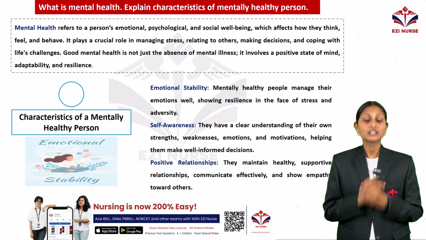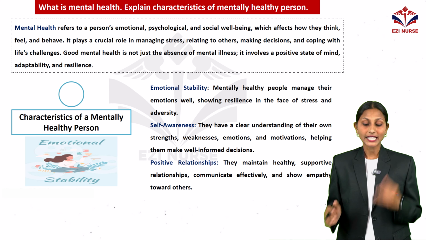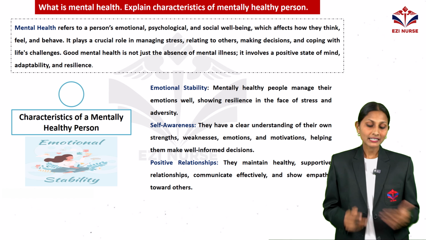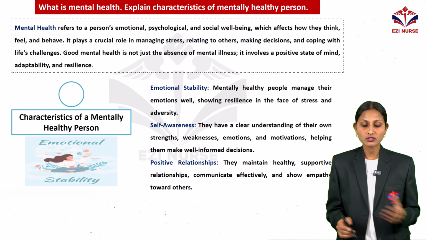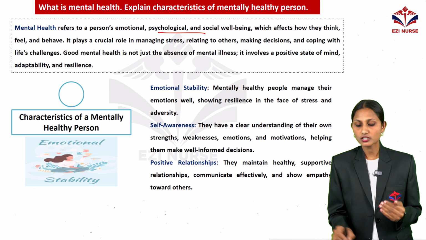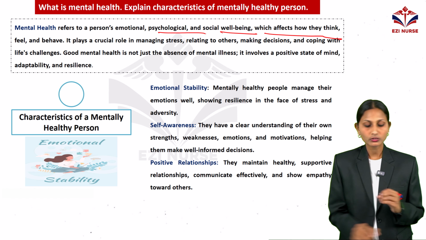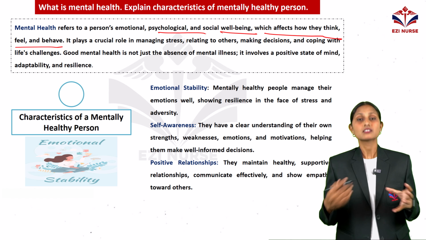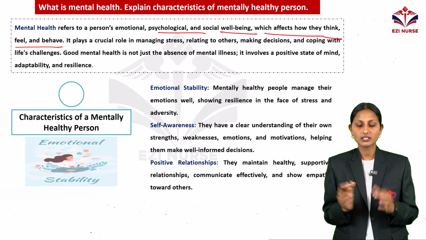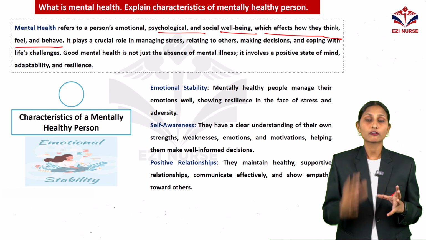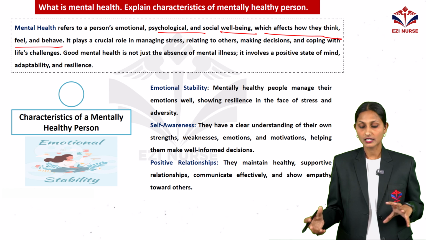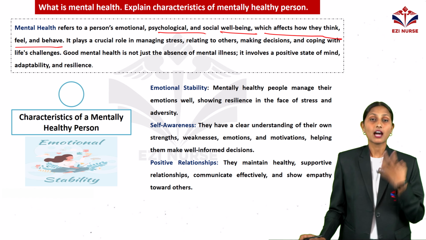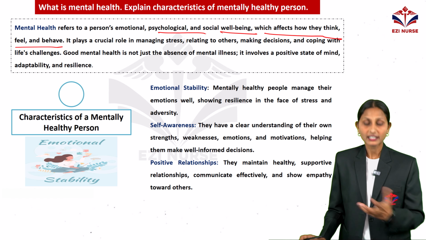Next we are going to discuss what is mental health and explain the characteristics of a mentally healthy person. Mental health refers to a person's emotional, psychological and social well-being, which affects how they think, feel and behave. Mental health is about how the person is emotionally, the psychological state of mind of that person, how the social well-being is, and what factors can affect their thinking, behavior and feelings. So that is what mental health is.